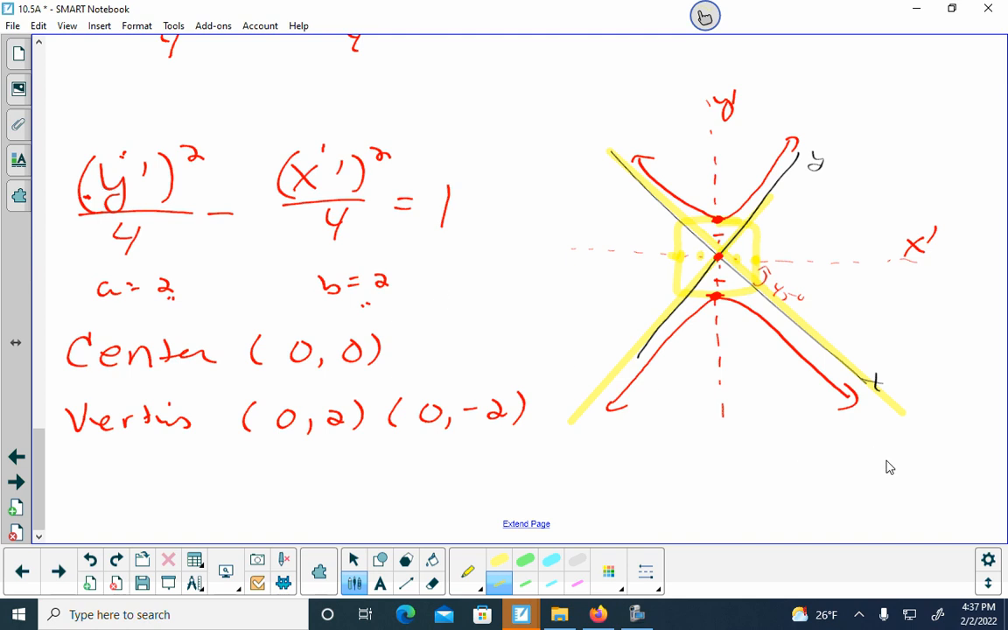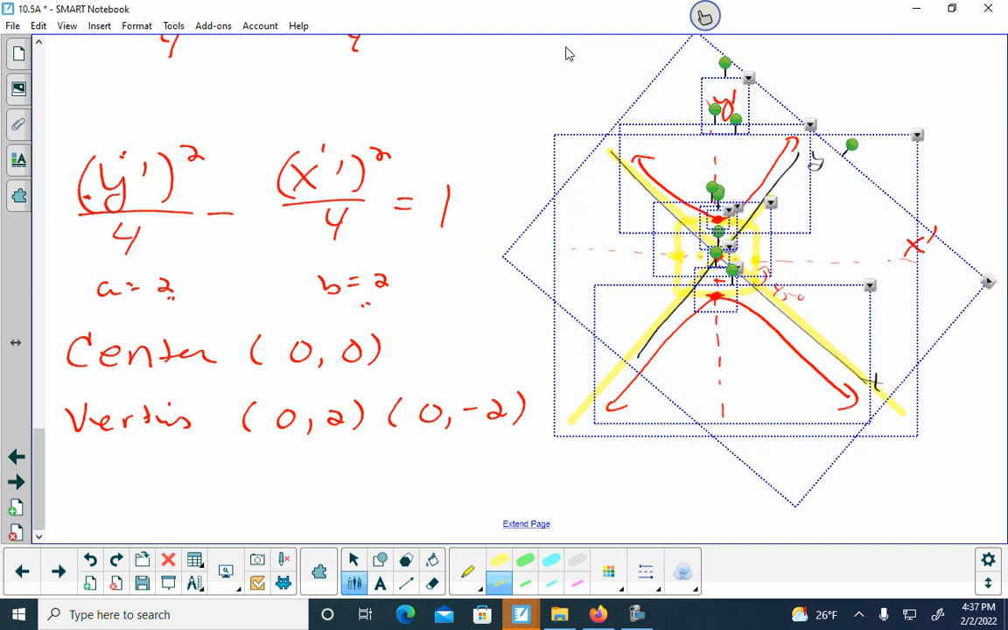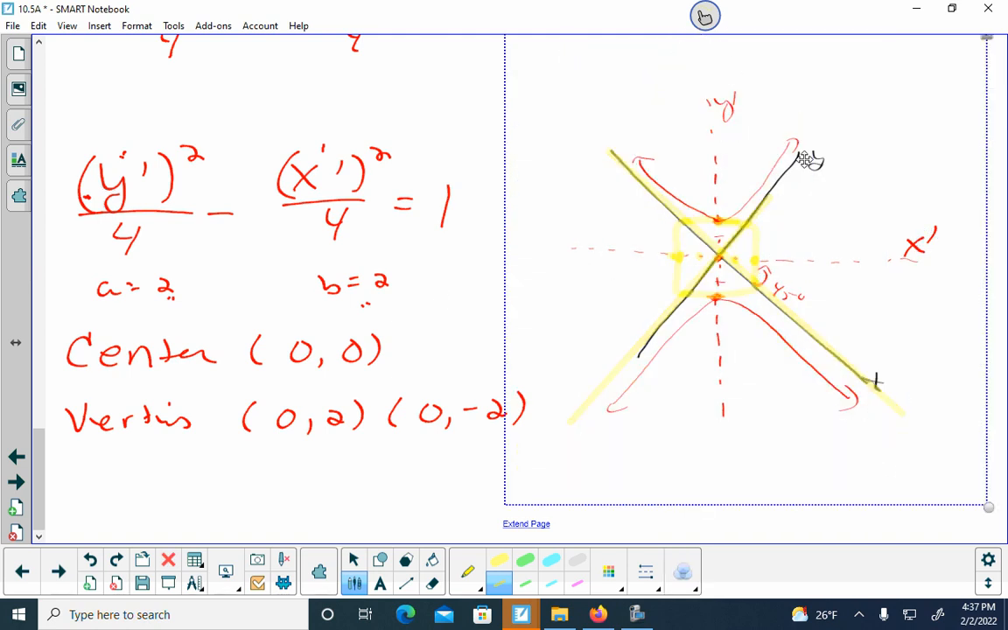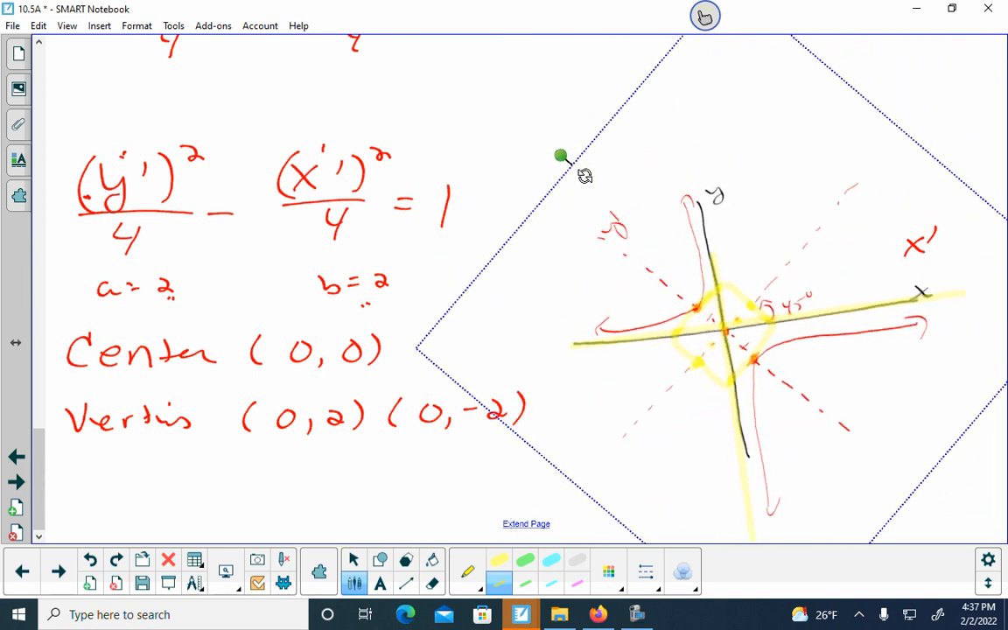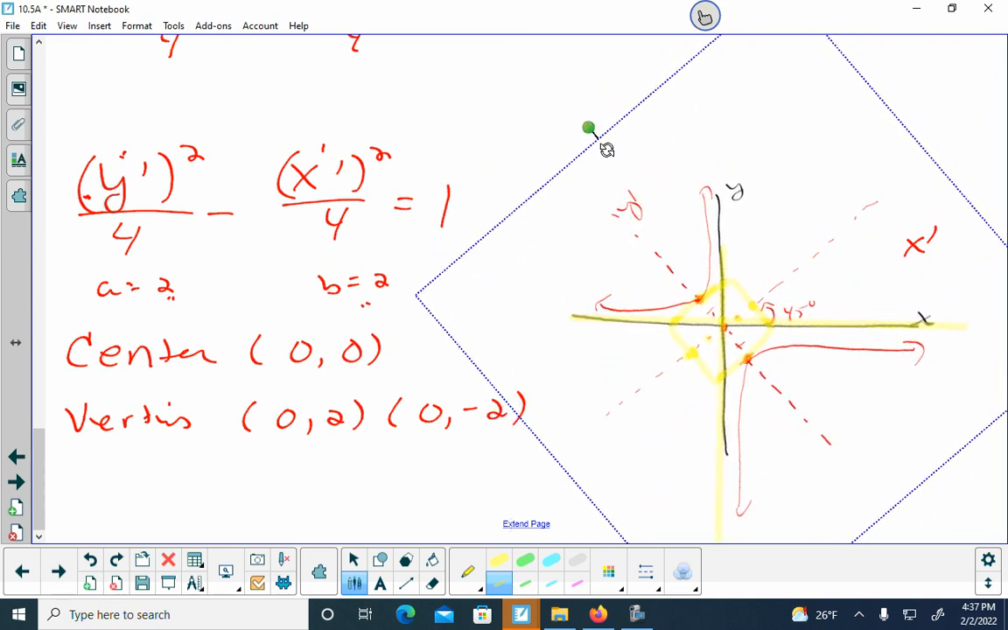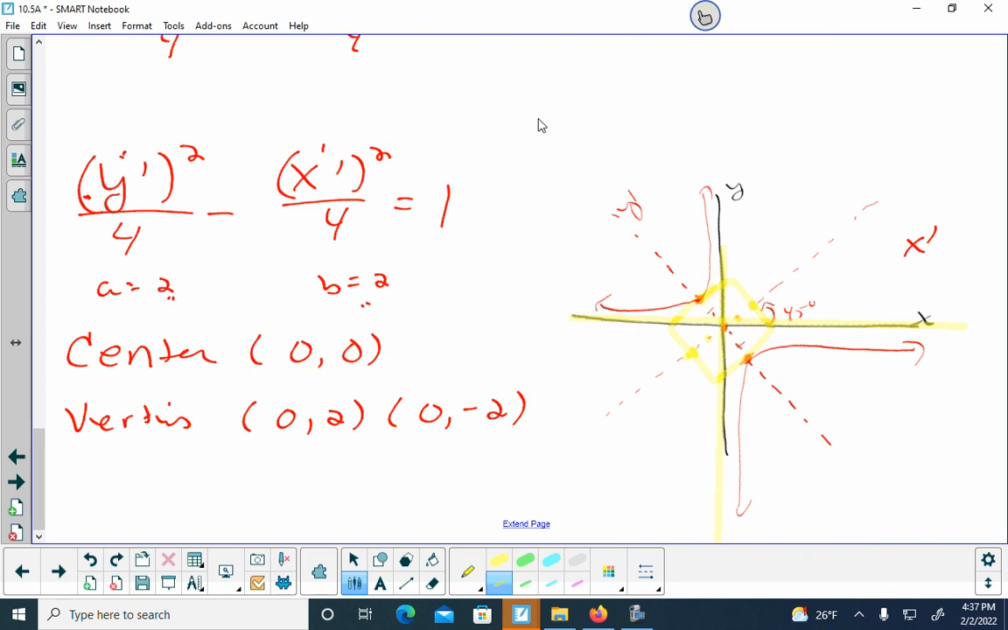Now I'm going to grab this and lock it all up so it all comes with me, and then if I turn this back to the way it originally was, where x was x and y was y, that is what I have. So it does look like a hyperbola, it's just rotated.